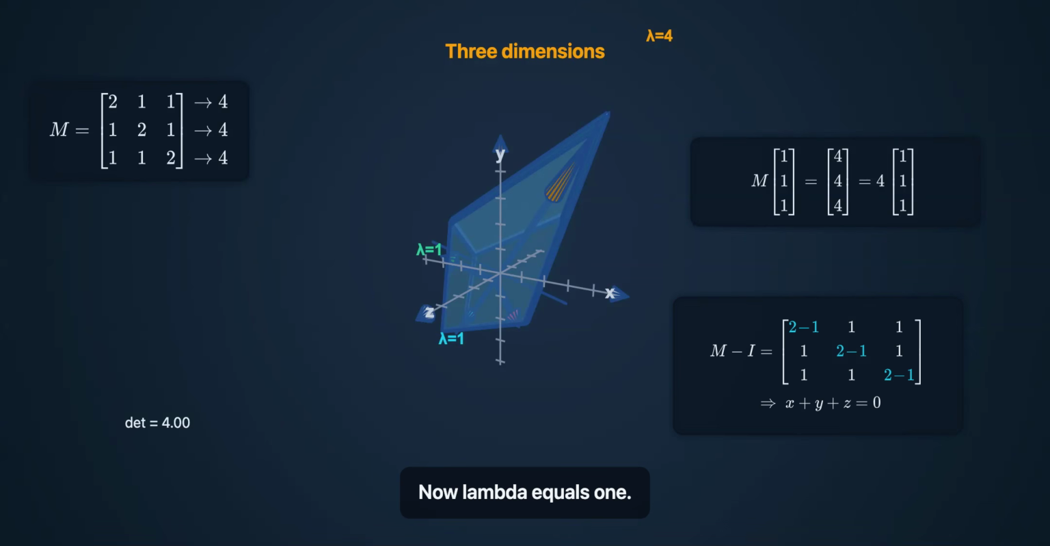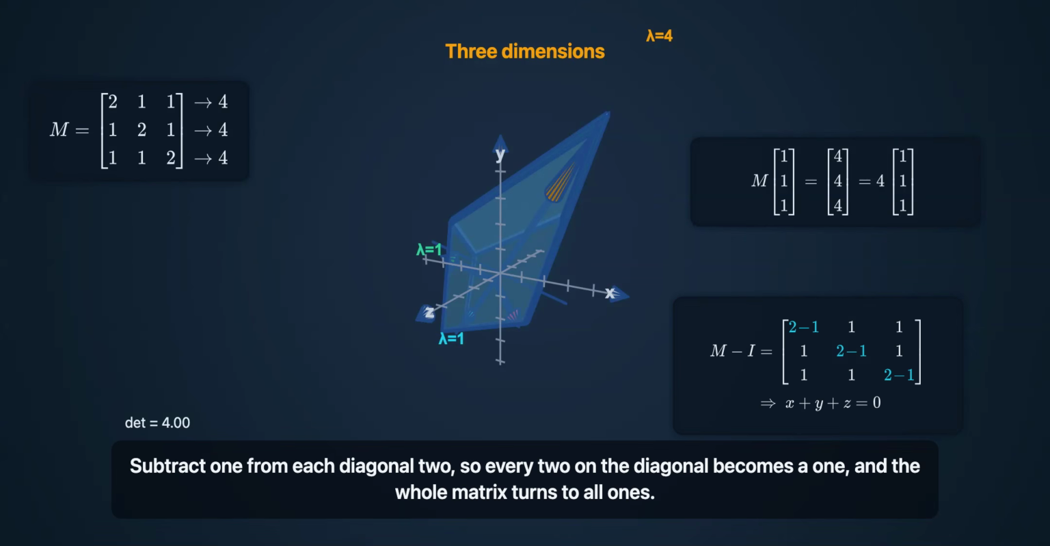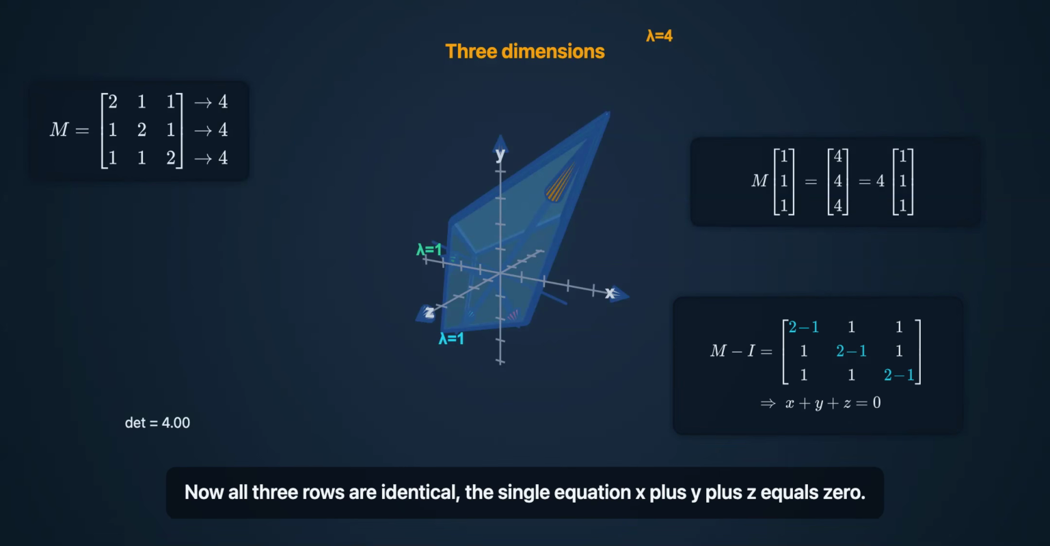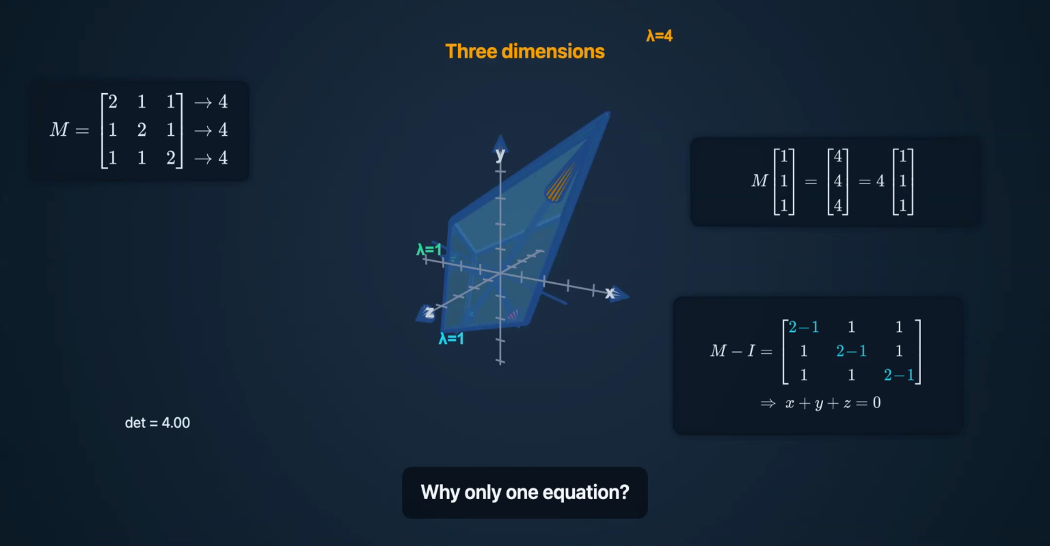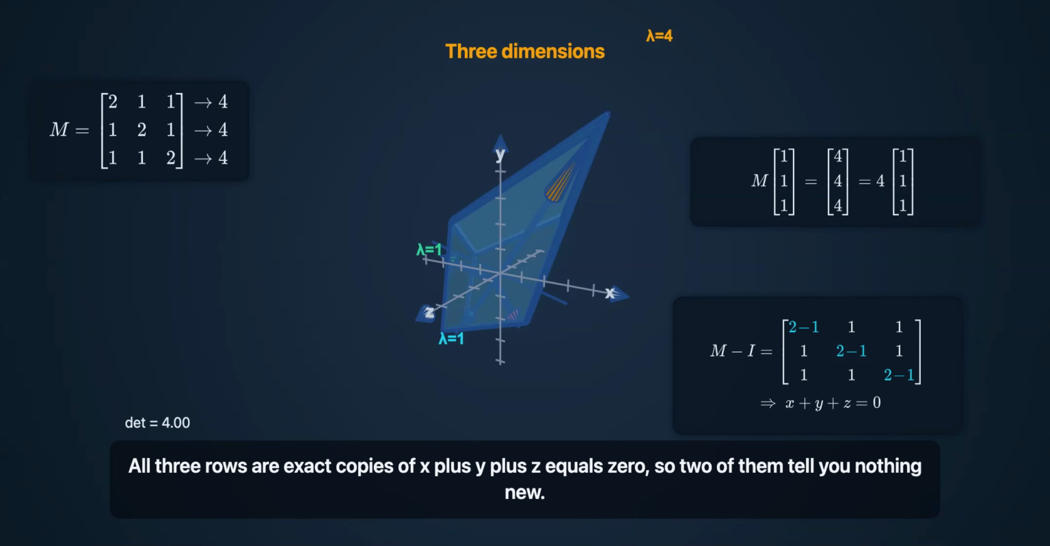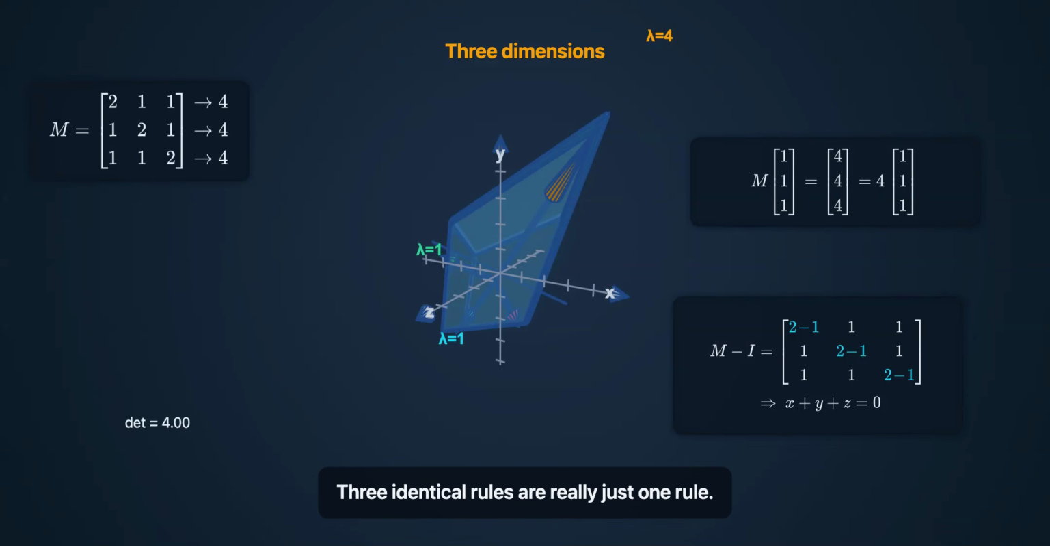Now lambda equals 1. Subtract 1 from each diagonal 2, so every 2 on the diagonal becomes a 1, and the whole matrix turns to all 1s. Now all 3 rows are identical. The single equation, x plus y plus z equals 0. Why only one equation? All 3 rows are exact copies of x plus y plus z equals 0, so 2 of them tell you nothing new. 3 identical rules are really just one rule.